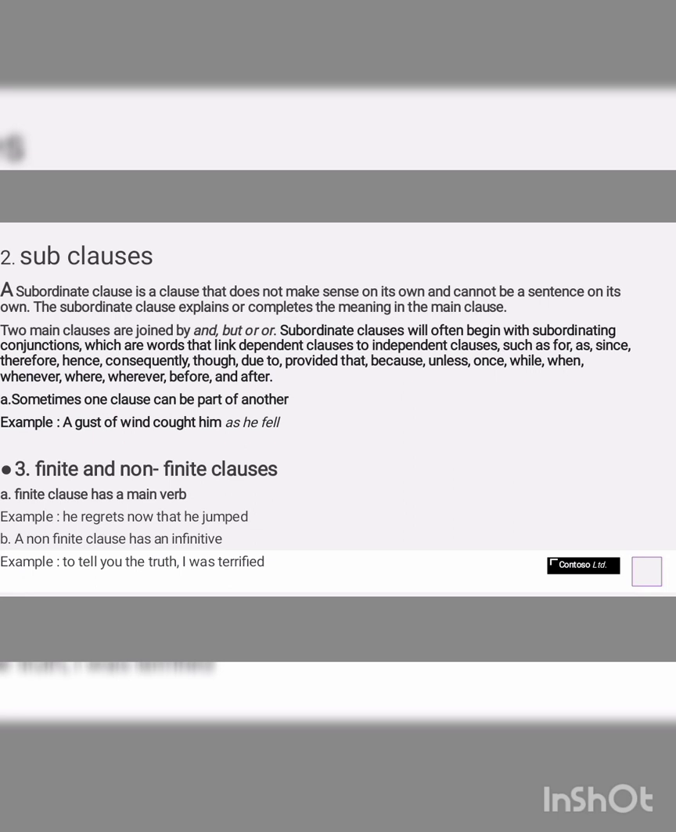A. Sometimes one clause can be part of another. Example: a glass of wine cooked him as he fell.